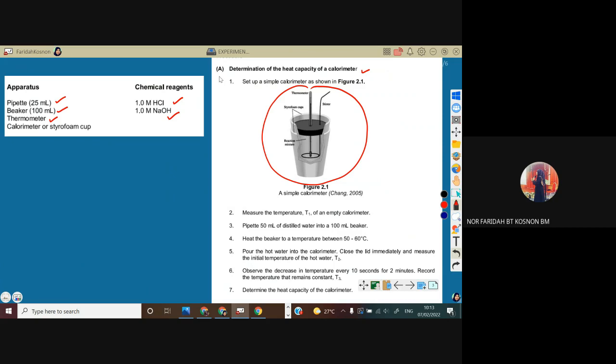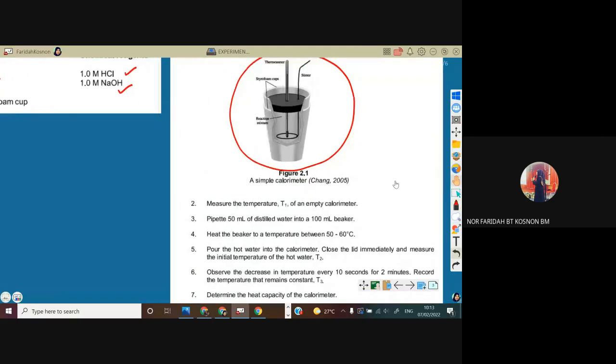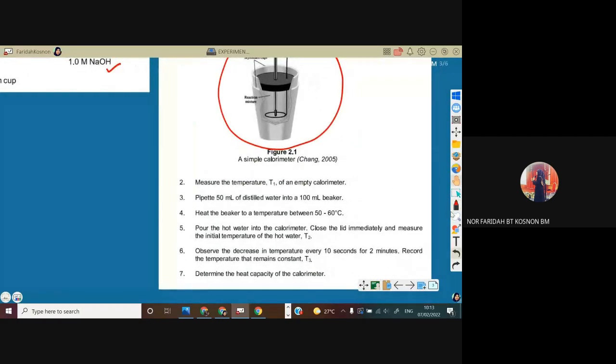Okay, so what you are going to do, you are going to set up the simple calorimeter as shown in figure given. Alright, and then kalau you dah go through video ataupun kita go through dia punya procedures, you nampak di sini, you have to measure. Kita kena ukur initial temperature of an empty calorimeter which is labeled as T1. So kita kena faham, you must understand what is T1, T2, T3, T berapa-berapa lah dalam prosedur ni. So first of all, you have to measure the temperature of empty calorimeter.